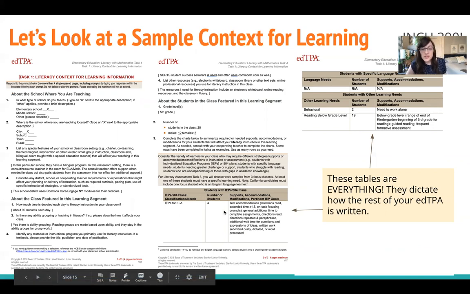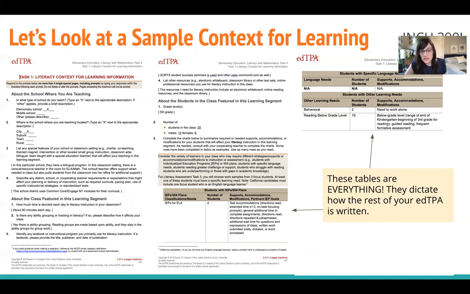You can see there are 4 students with IEPs in ELA. There are test accommodations: time and a half, general additional time on assignments, directions read aloud and repeated and paraphrased, additional wait time, written work submitted orally, dictated or word processed, etc. There are no language needs in this class, no English language learners, and a couple of behavioral needs. And 19 out of 20 students are reading below grade level in this 5th grade class, in a range of kindergarten to 3rd grade, which is significantly below grade level. So there should be lots of supports built into this for these students.